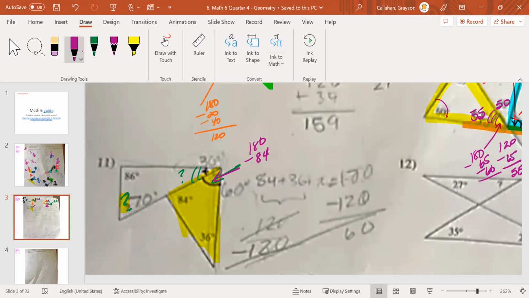Those are the two numbers I'm going to subtract, 84 and 36. When I subtract that, I know 180 minus 84 is going to give me a 96. Minus 36 is going to give me a 60. This angle right here is 60 degrees. Do you see that right there?